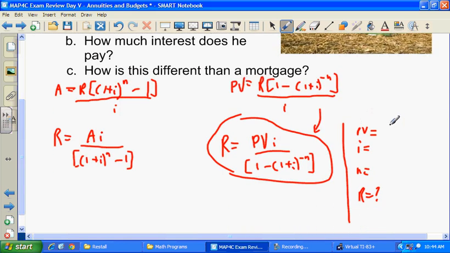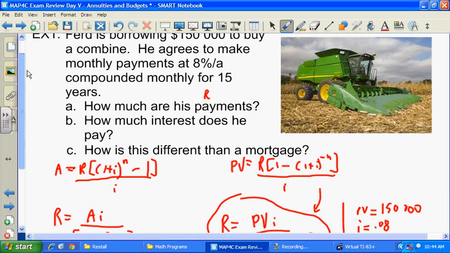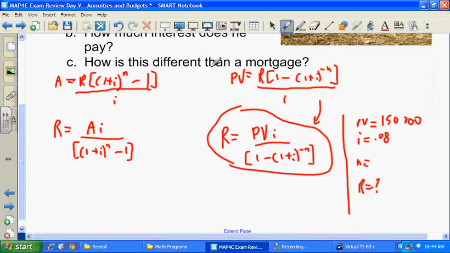$150,000 is the present value. That's the amount now. The interest rate was 8%. But the 8%, remember to write it as a decimal, is per year, but it's compounded monthly. So we don't get all 8% at a time. We get 1/12 of that. So we have to take the interest rate per year and divide by 12 since it's monthly.